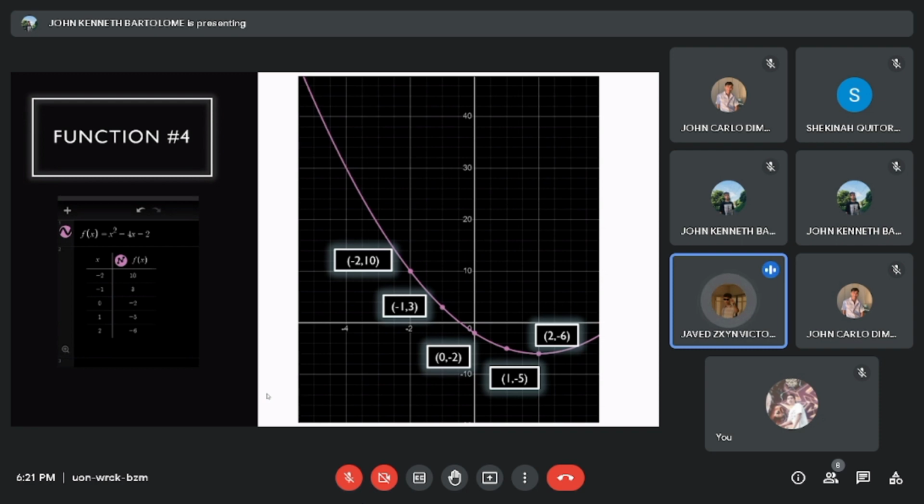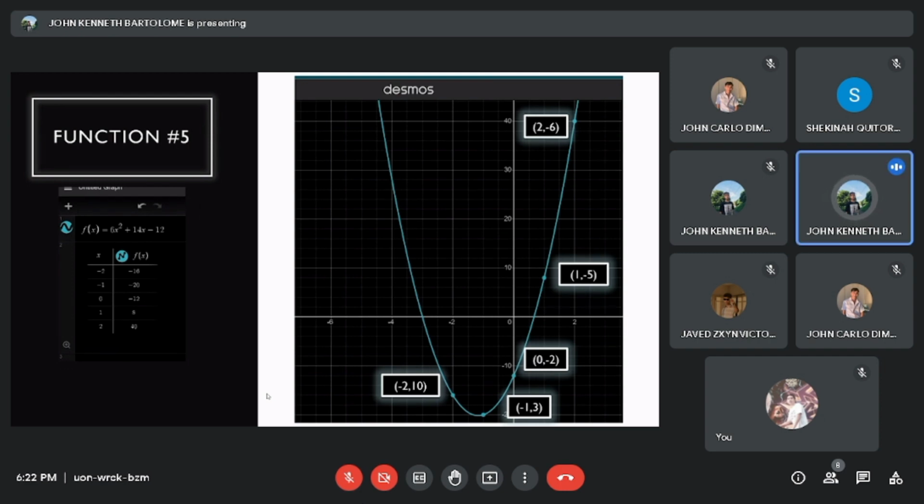Since we are using Desmos, we can instantly create a graph by simply entering in your function. Graphing was made easier. Next.